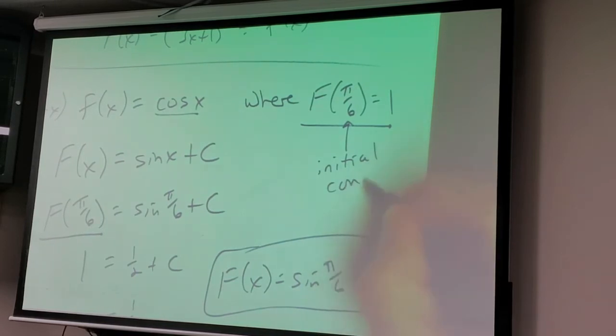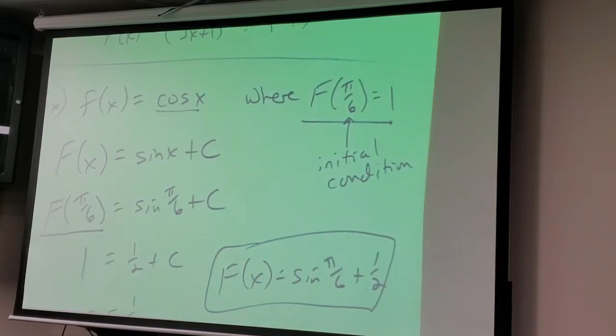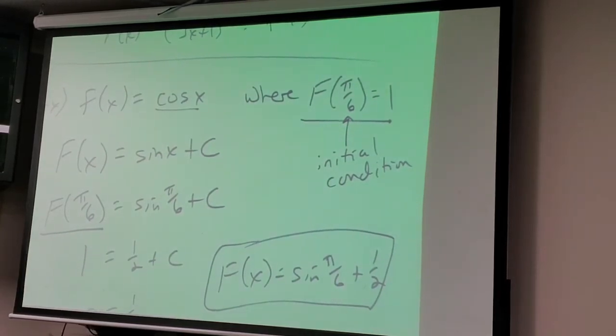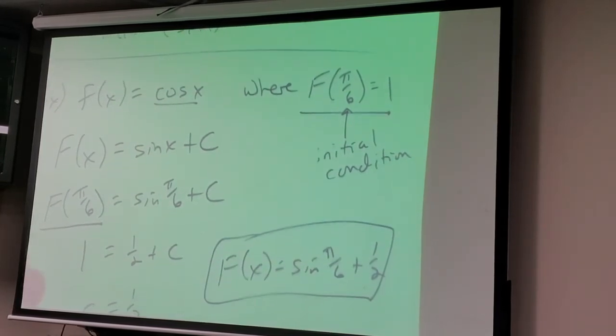So that is the one member of the family, what's called an initial condition. If you say it fast, you sound drunk. It's an initial condition. Or it's probably just me, to be honest. If I say a lot of things, I sound drunk. Trust me, I'm not drunk. Well, as far as you know.